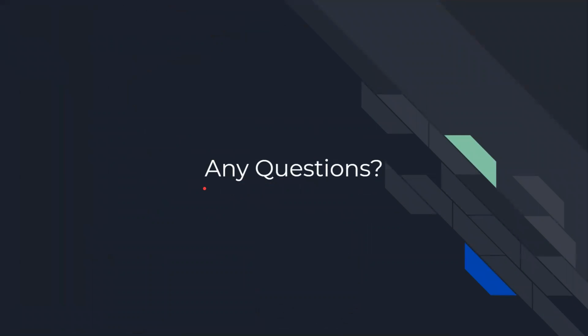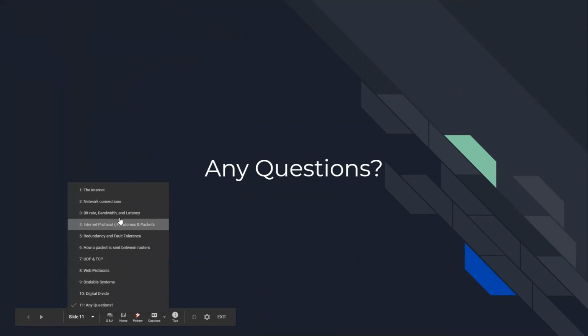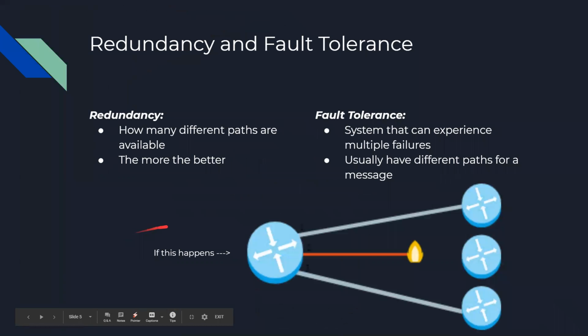Okay. Thank you, Charles. I have two questions. The first is on the slide, redundancy and fault tolerance. I think it's slide 5 or 6. Yeah, redundancy and fault tolerance. On the second bullet point, you say the more the better. Does it have a threshold or limitation, or a max number, or does it just keep going to infinity?